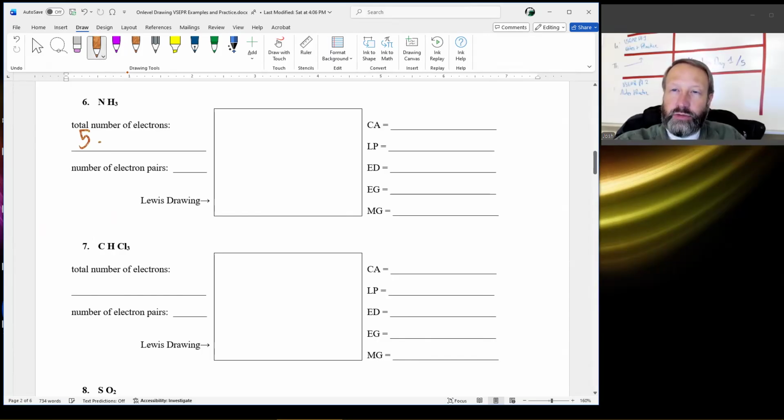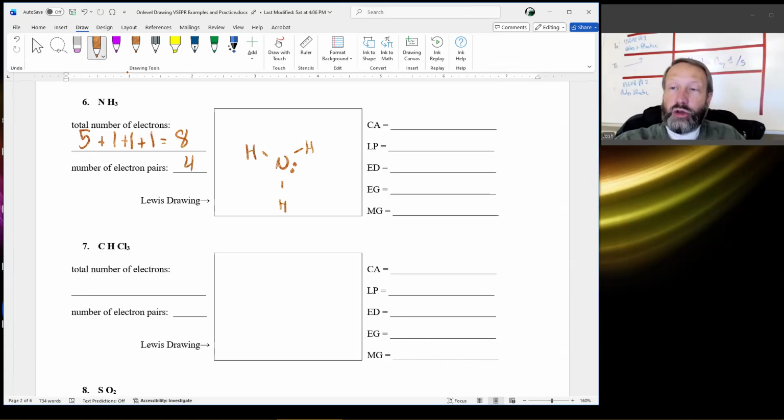Nitrogen is 5. Each hydrogen is 1. I like the visibility of seeing 3 1s. Okay, so that is 8, 4 pairs. Nitrogen in the middle because hydrogen cannot be. I think I have 3 hydrogens, so I'm going to go kind of like that. Now, hydrogen does not get any lone pairs, never lone pairs on hydrogen. And I count my pairs. 1, 2, 3 pairs. I need to show 4. Oh, I have leftovers. Okay.